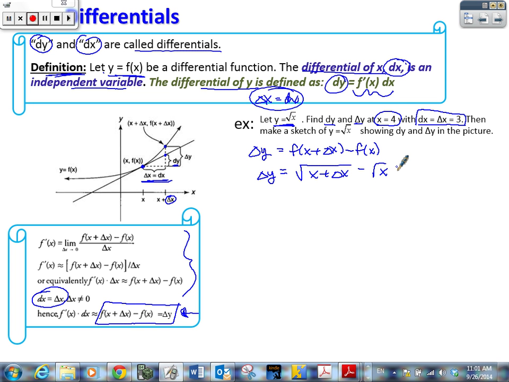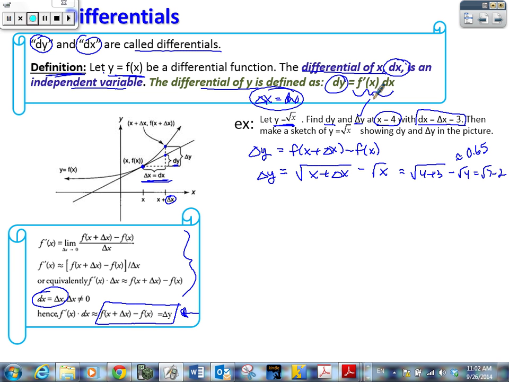My next job is to see if I have values for x and values for delta x. Do I? I do, right? They gave them to me. I have a value for x, it's 4, and I have a value for delta x, it's 3. So now I'm going to substitute those in. So that would be 4 plus 3 minus square root of 4, or basically square root of 7 minus 2. Now the decimal approximation for that, just because we're going to be graphing it, it would be good to know the size. It's basically about 0.65. All right, so that's our delta y. We have just calculated this.